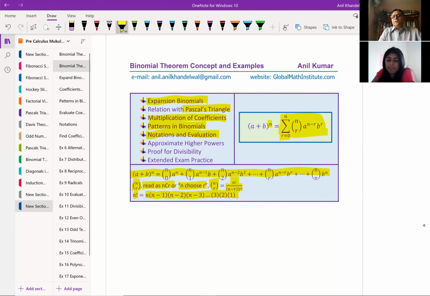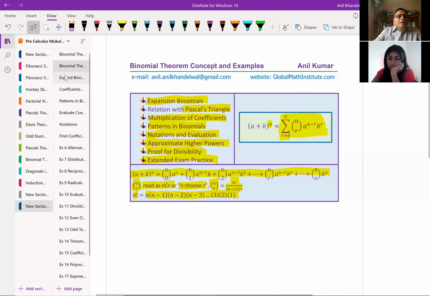Well, we have many examples based on binomial theorem, but here are a few very interesting and important ones. How do we approximate the value of higher powers? Let's say if I have 0.99 to the power of, let's say, 100, how do we figure this out? We can do it with binomial expansion. We'll also prove whether some expression is divisible by a number or not, or by an expression or not. And then we'll pick up many questions from extended exam previous questions, which will help you to do all the exercise and also get ready with your own exam, okay?